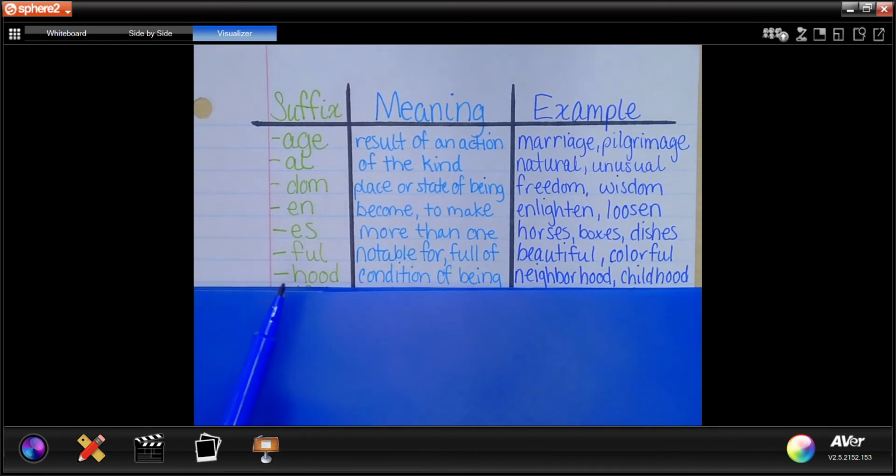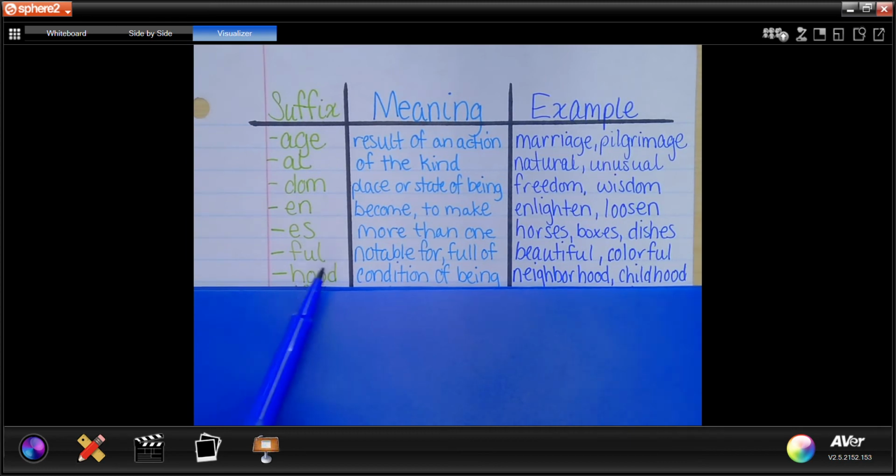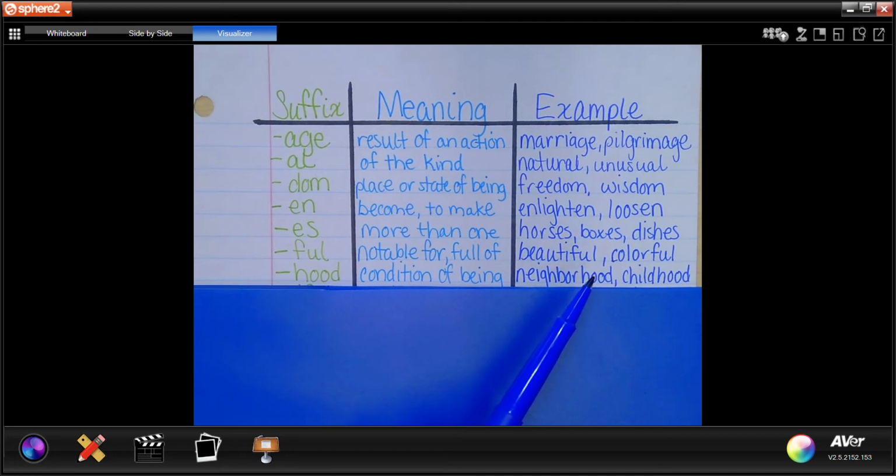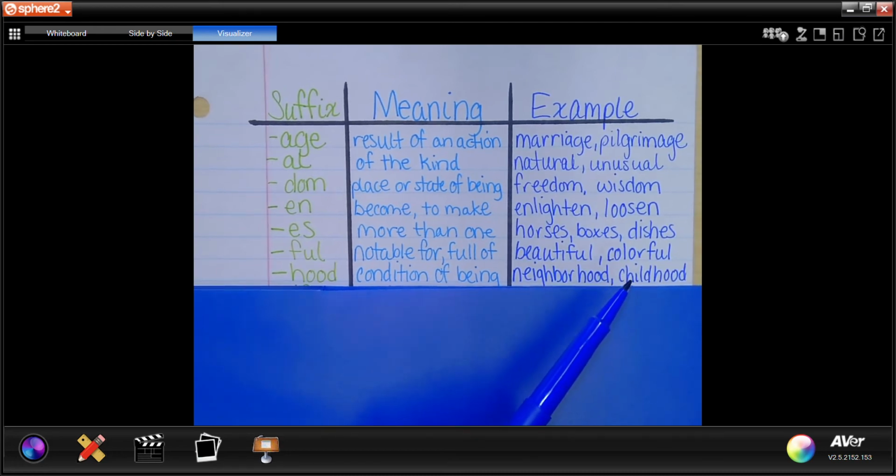The next suffix is hood. Hood means the condition of being. One example is neighborhood. So the condition of being a neighbor is living in a neighborhood. Another example is childhood. The condition of being a child is childhood.